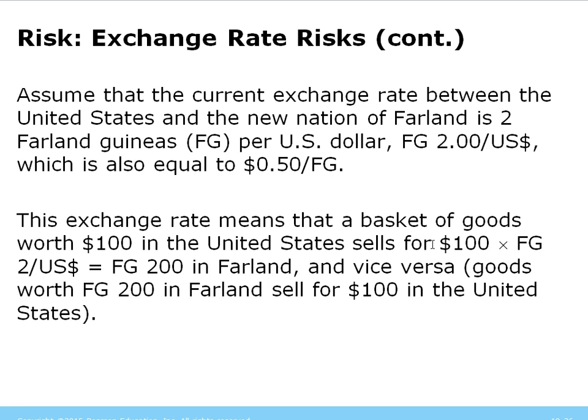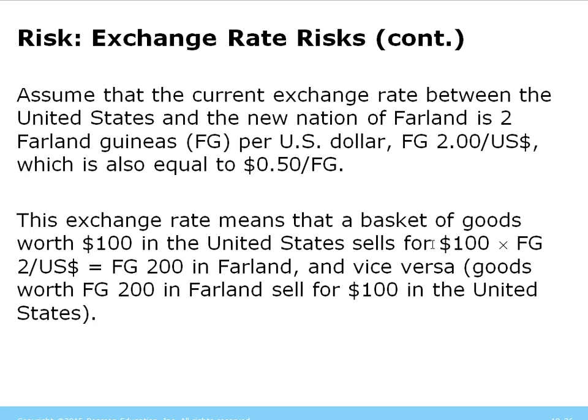So let's assume the currency exchange rate between the United States and a new nation, we'll call it Farland, is 2. So two Farland currencies, we'll call them FG, per dollar. So it'll take two of their currencies to equal $1. One FG currency would equal 50 cents, and a dollar would equal two FG currencies. So if I had $10, I can translate that into 20 FG currencies, and if I had 10 FG currencies, that would only translate into $5.